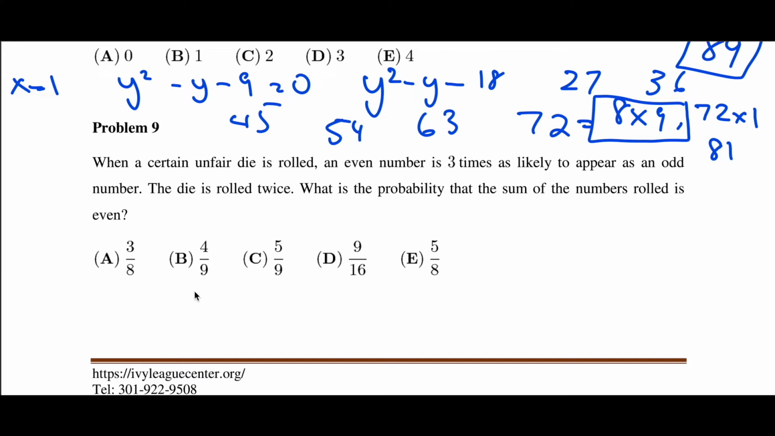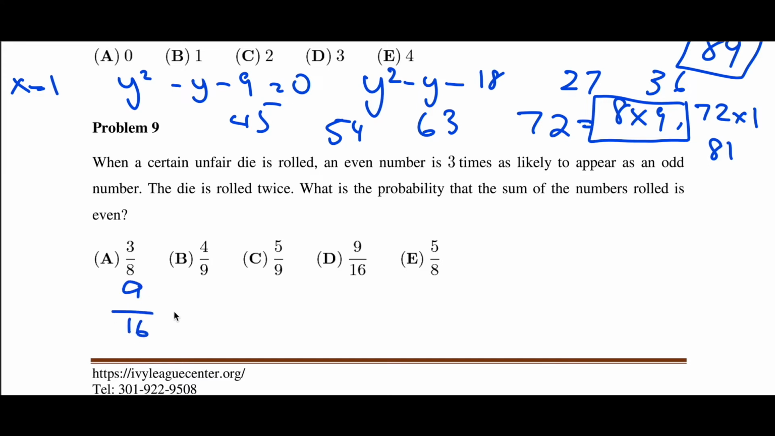So the probability is 3/4 times 3/4. Because the probability of rolling an even number is 3/4, while the probability of getting an odd number is 1/4, as in the problem: an even number is 3 times as likely to appear as an odd number. Okay, case 2. To roll the dice twice and the numbers are both odd, the probability is 1/4 times 1/4, which is 1/16.